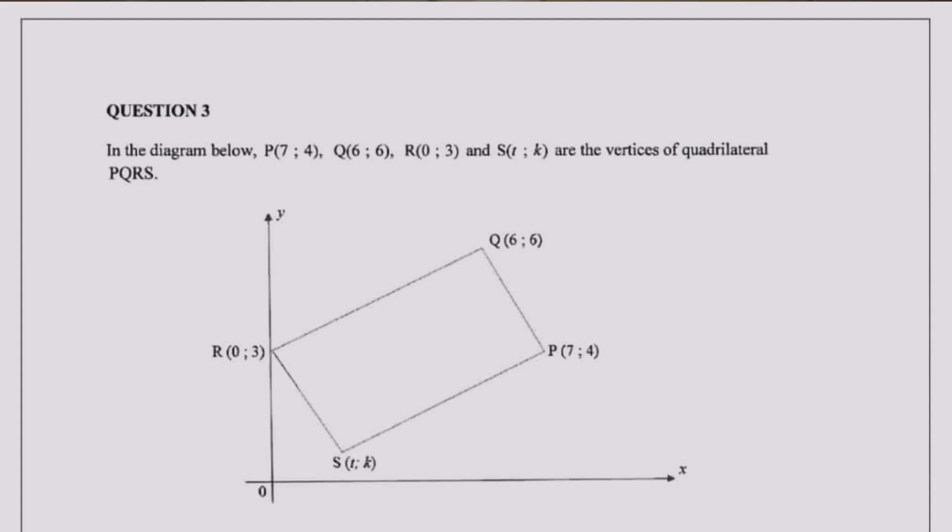In the diagram below, P with coordinates (7, 4), Q with coordinates (6, 6), R with coordinates (0, 3), and S with coordinates (t, k) are the vertices of quadrilateral PQRS.